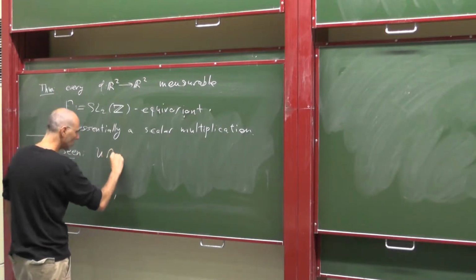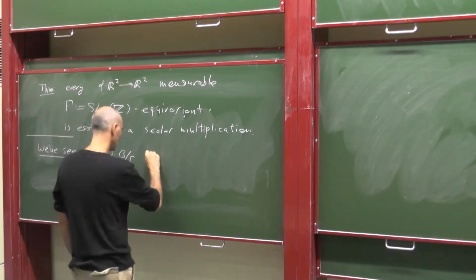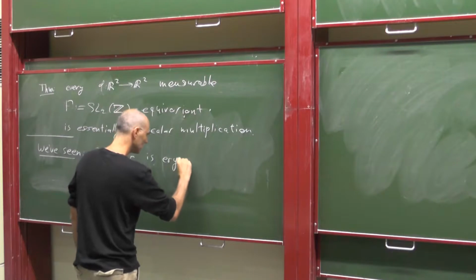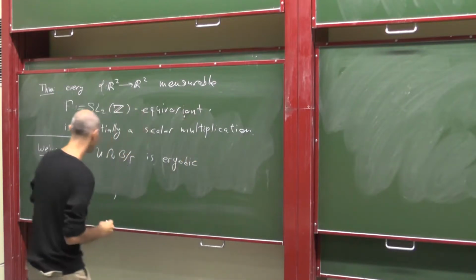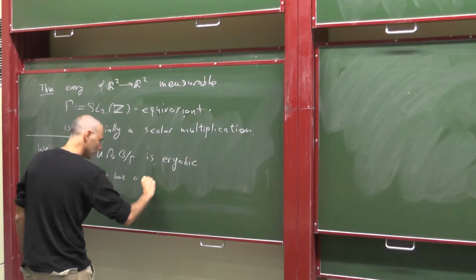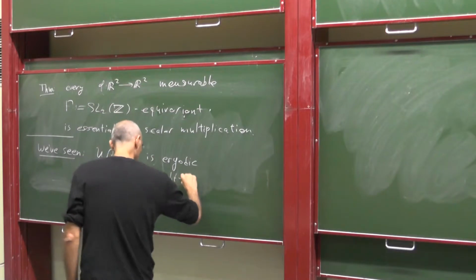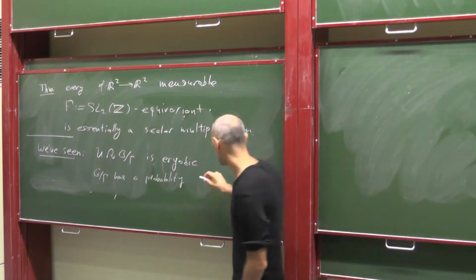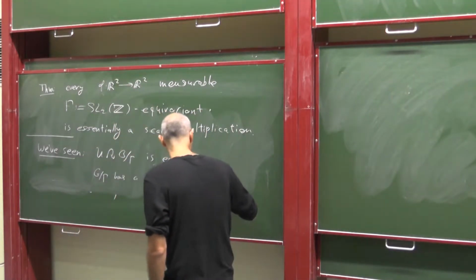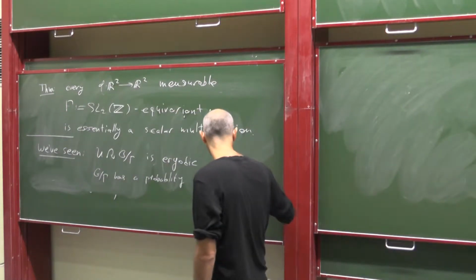We've seen that U acts on G mod gamma. Maybe I should recall what the letters are. But it is ergodic. G mod gamma has a probability measure. This we didn't prove yet. I will actually prove it.